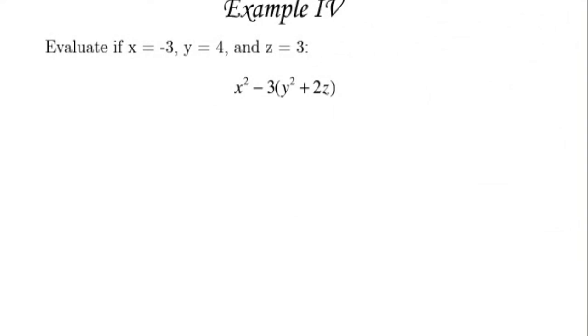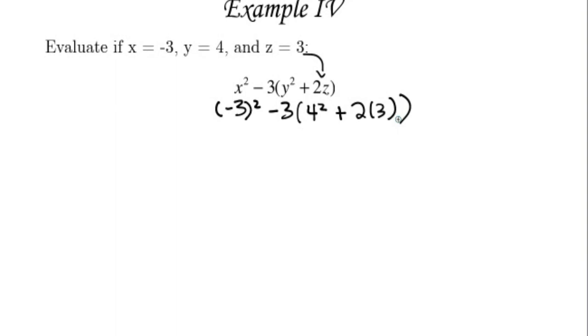Our fourth example is a little bit different because we see some variables. However, they actually give you the value for each variable. They're telling me to assume that x is equal to -3, y is equal to 4, and z is equal to 3. So I'm going to go ahead and substitute in. Every time I see an x, I'm going to simply substitute -3, and that's going to give me negative 3 squared minus 3. If I have a y, then I'm going to put in 4. So that's 4 squared plus, and instead of z, I'm going to substitute in a 3. So 2 times 3. Now I can go ahead and follow my usual order of operations.